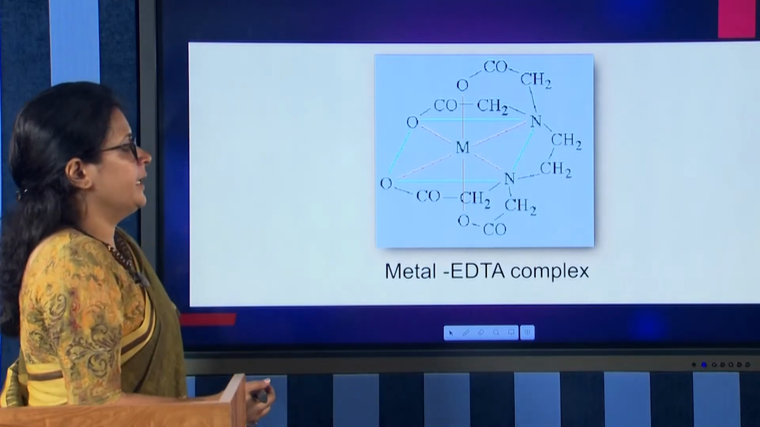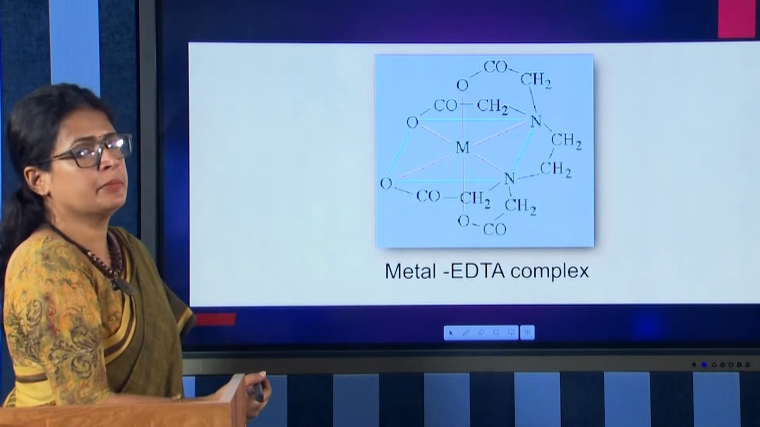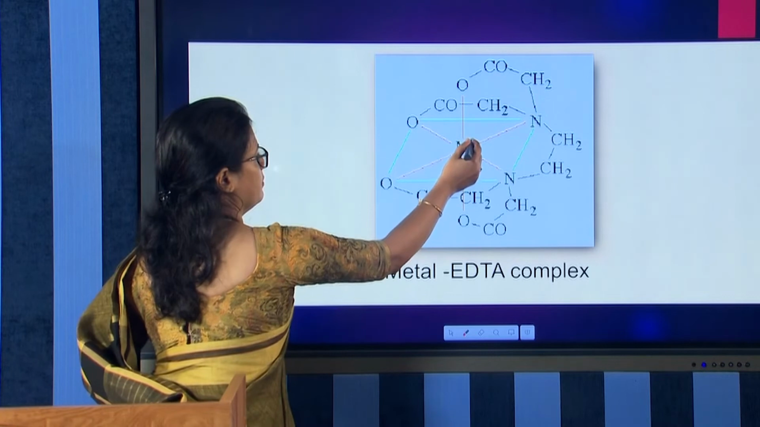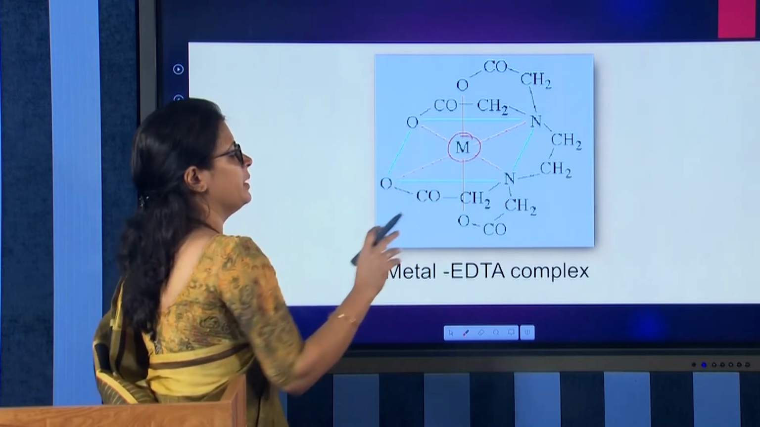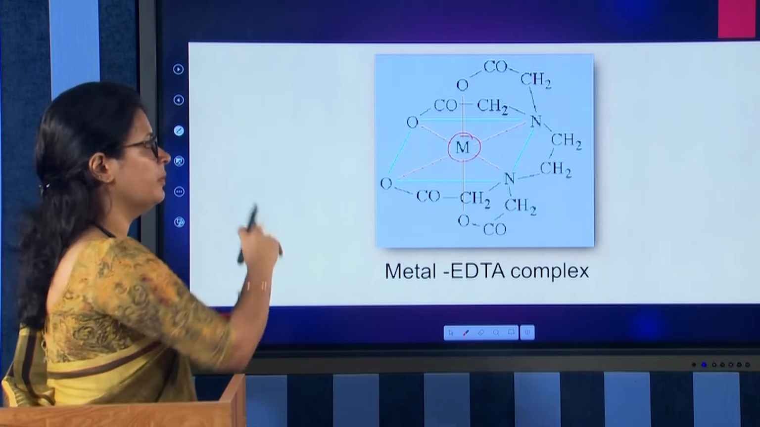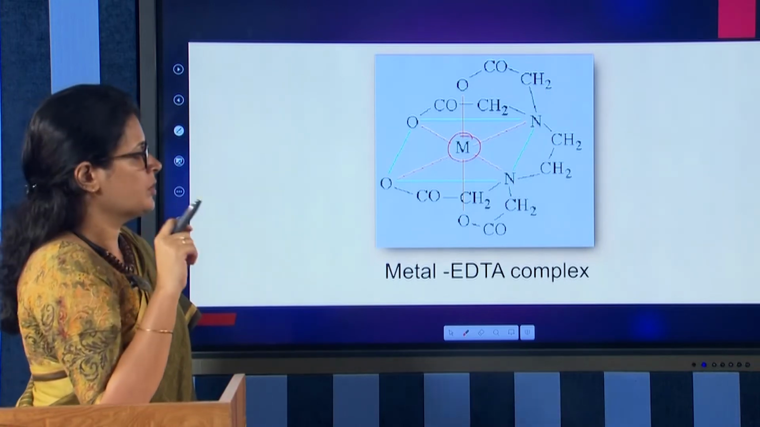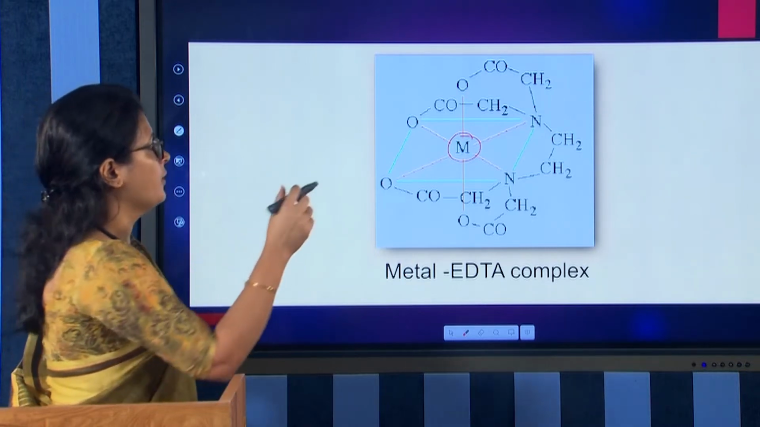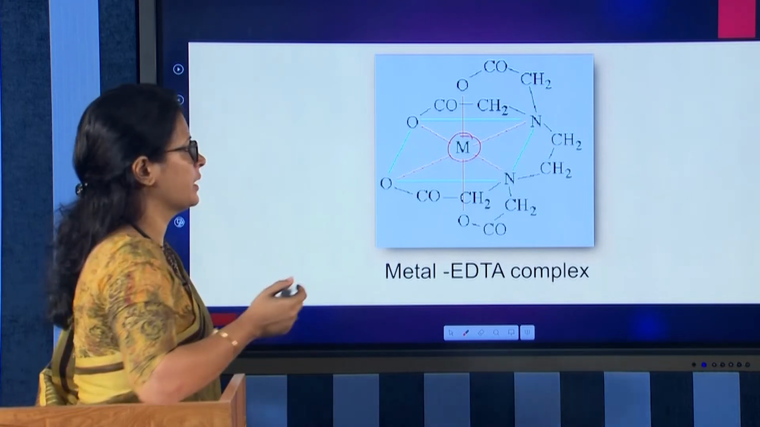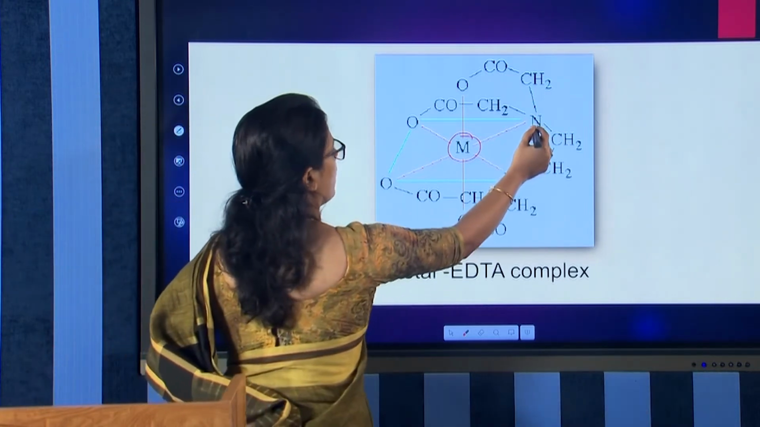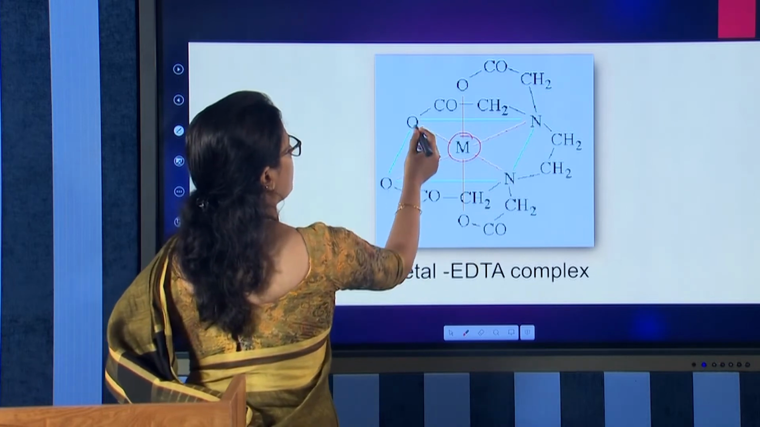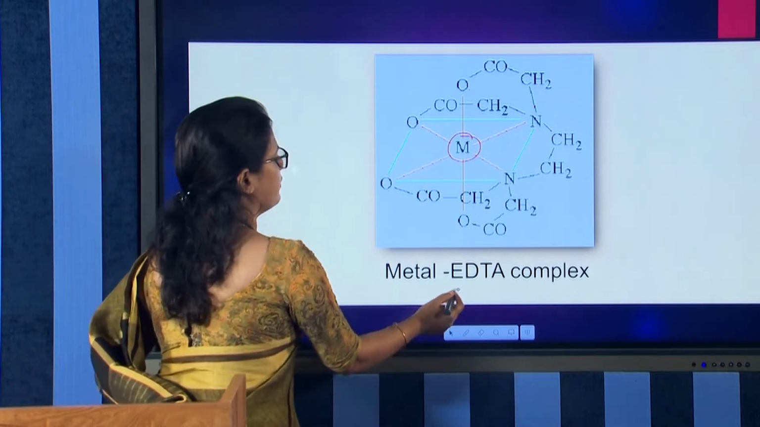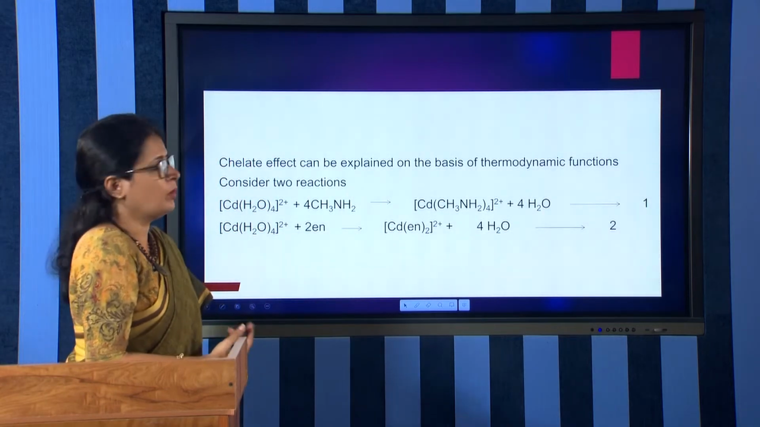And now this is the metal EDTA complex. You can see the central metal atom at the center of the octahedron. This is the central metal atom, and the single EDTA ligand will be forming this structure, because EDTA is a hexadentate ligand. So, there are 6 donor atoms, 4 oxygen atoms plus 2 nitrogen atoms. You can see I have already counted 1, 2, 3, 4, 5 and 6 donor atoms. So, this is the way of forming a metal chelate complex.